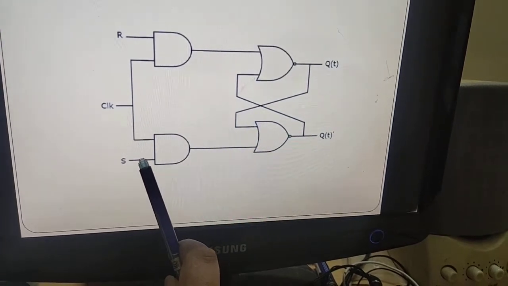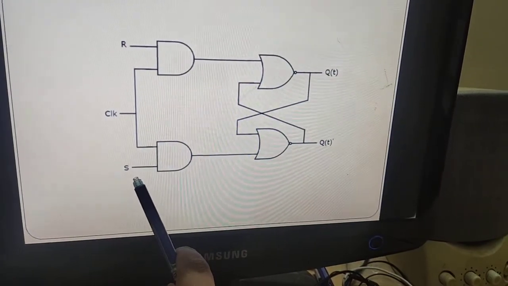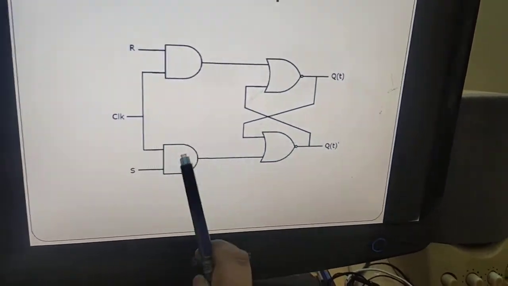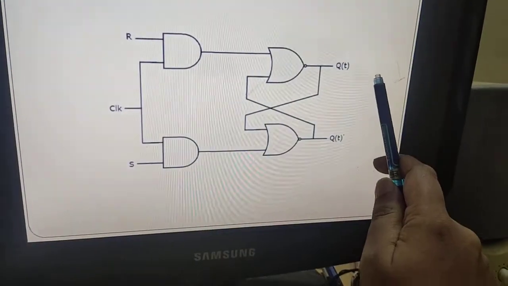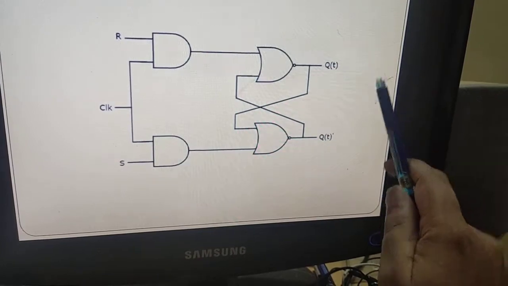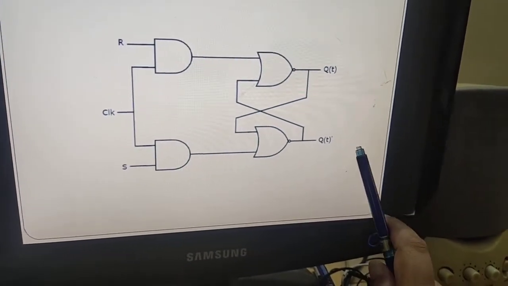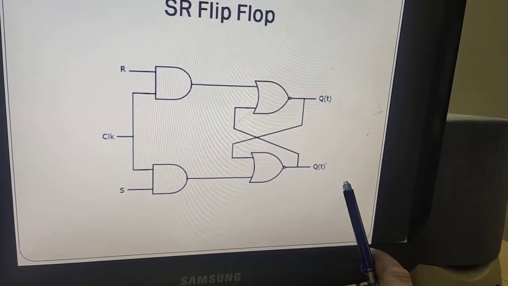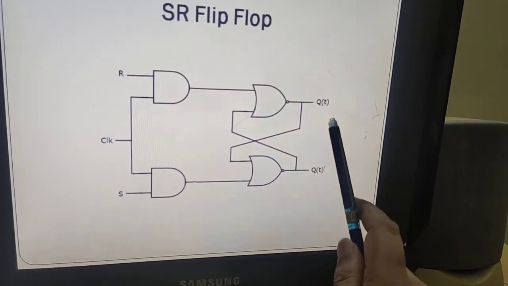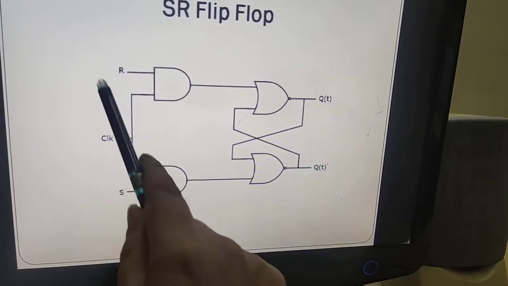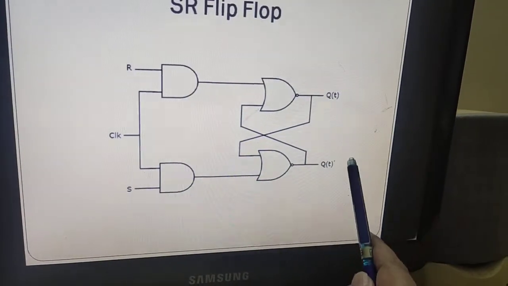The next thing is S is equal to 0, R is equal to 1. Previously we had taken this as 0 and this as 1. You have to take the previous value. This is actually the concept behind sequential logic circuits. So we are taking S is equal to 0, R is equal to 1, taking clock is equal to 1, and you are taking 0 and this is 1.